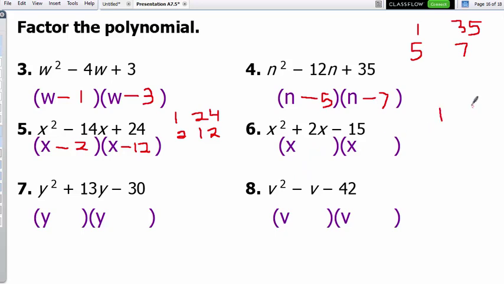Factors of 15, 1 and 15, 3 and 5. The difference here is c is now negative. That means one of them has to be negative. Because b is positive, my smaller number would have to be negative. And now my second group is the one that works. So I have -3 and +5.